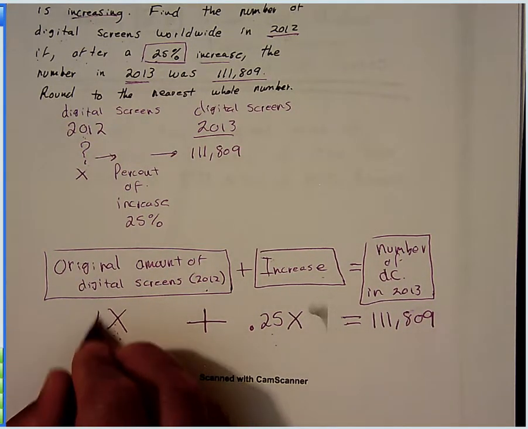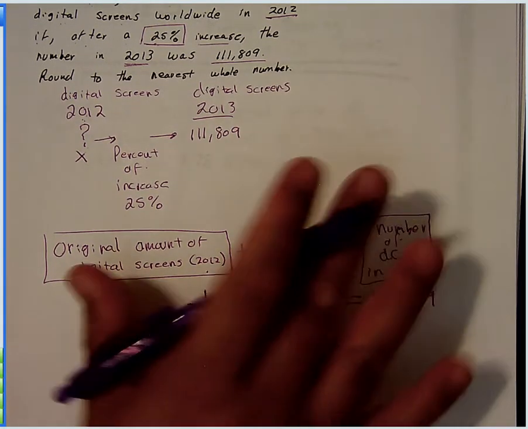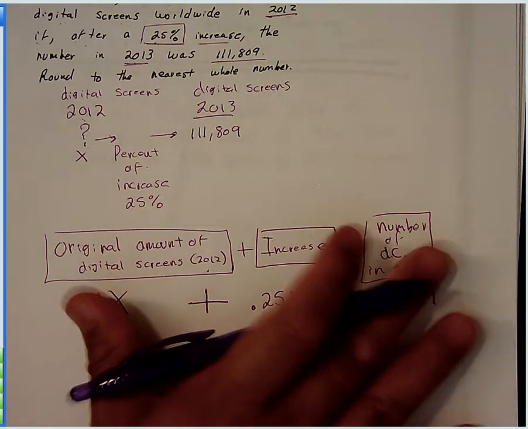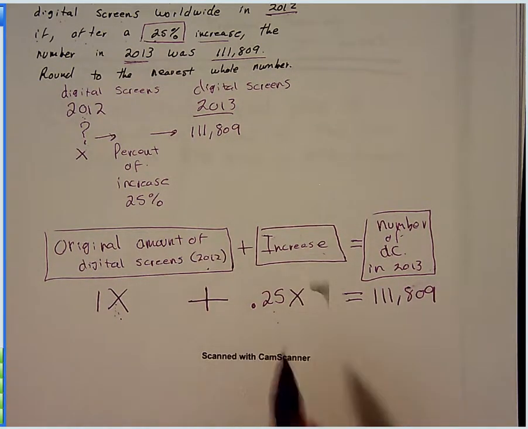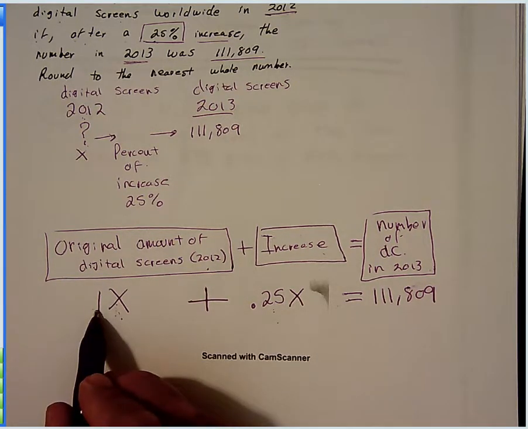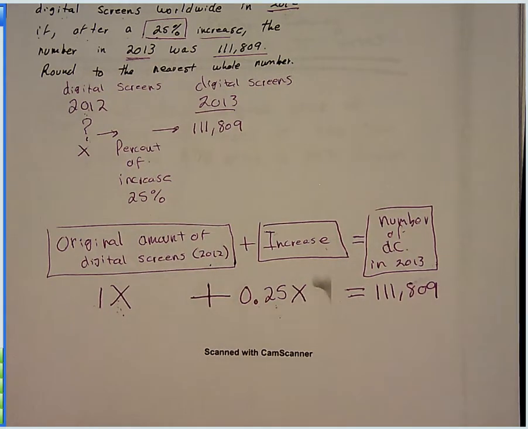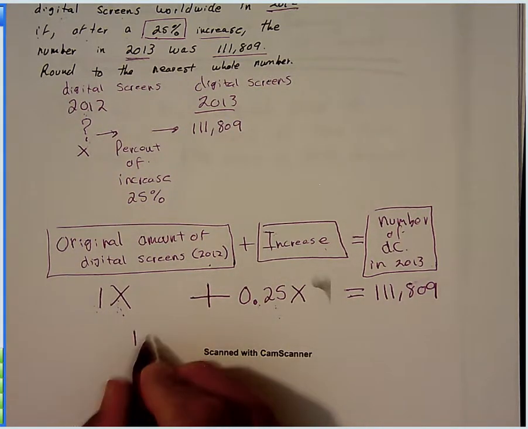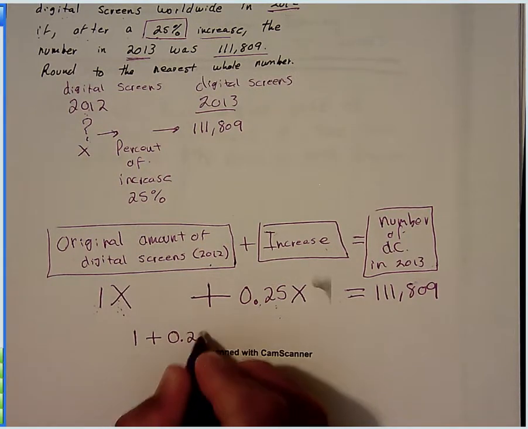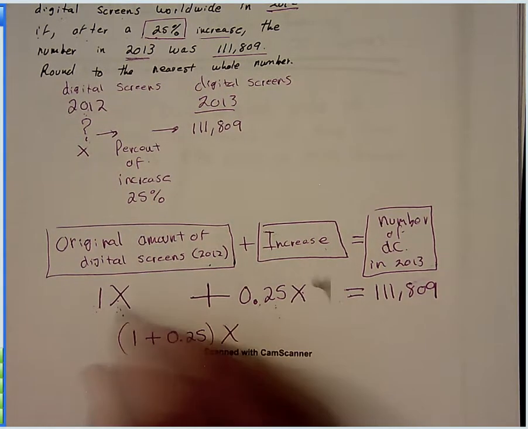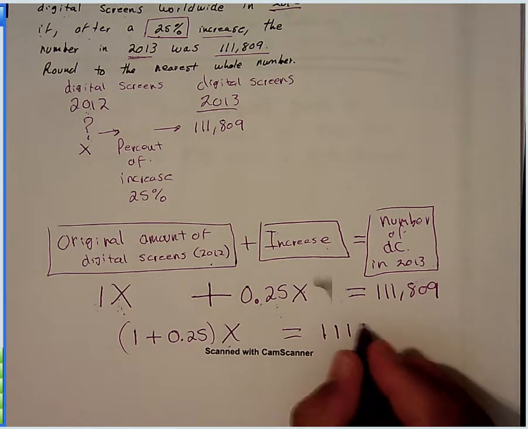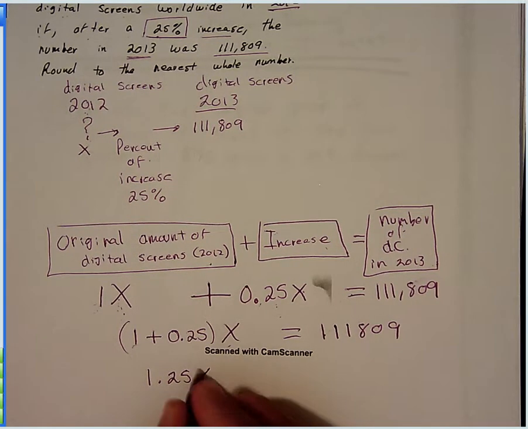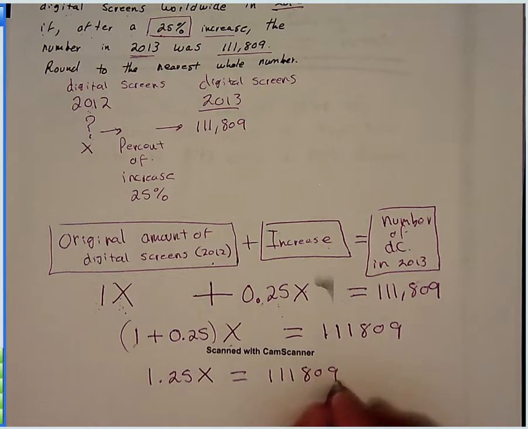Now, remember here, we have a 1. We have a 1. And then, don't forget for question 19, 20, 21, 22, you're going to use this format of solving these percent questions. So again, what happened here, that's a 1, look, and that's a 0.25. So basically, we add in these two numbers. That is 1 plus 0.25, and then just the x equals 111,809. So what does that give you? That gives you 1.25x equals 111,809.